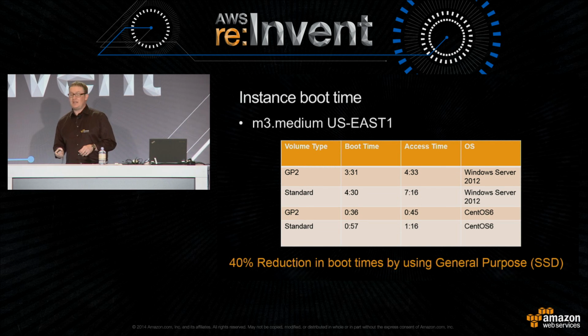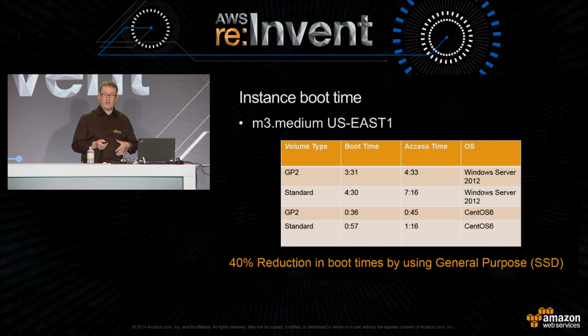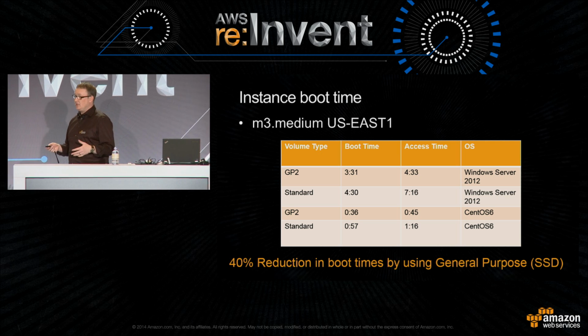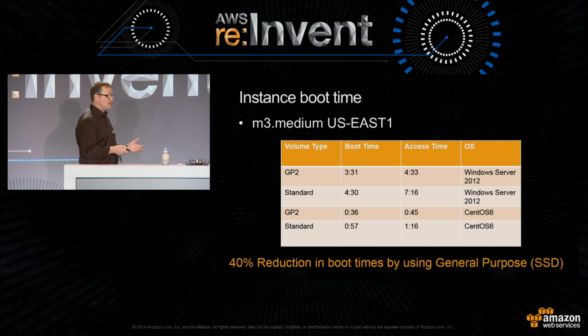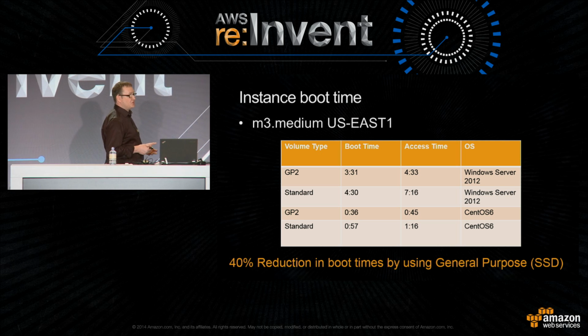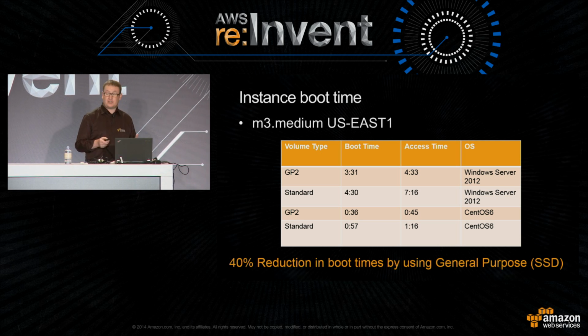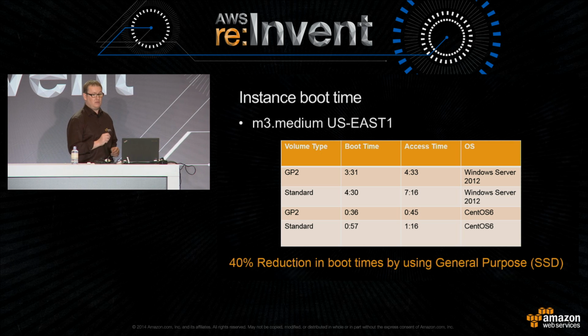And what you can see here is by using GP2 volumes just for the boot volume, and when I say this, we didn't re-architect the AMIs, we didn't change the application. All we said when we launched the instance was don't use Magnetic, which it was previously using, use GP2. And we see a 40% reduction in boot times. And that's there today. You should just be able to do that by launching an instance and choosing the right volume. Move to the next slide.